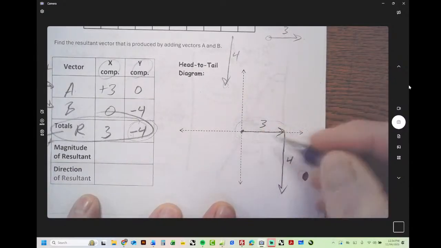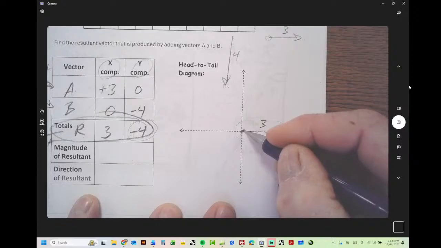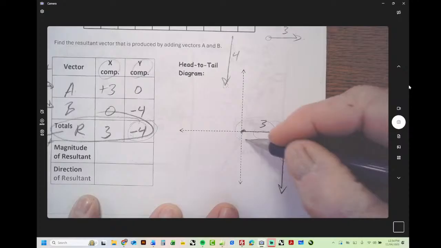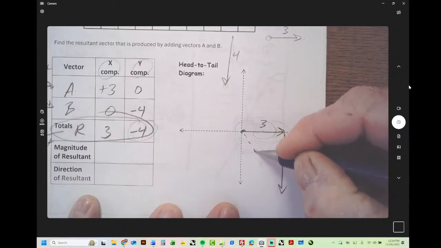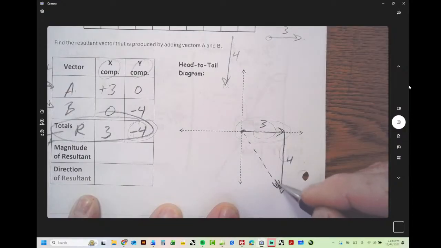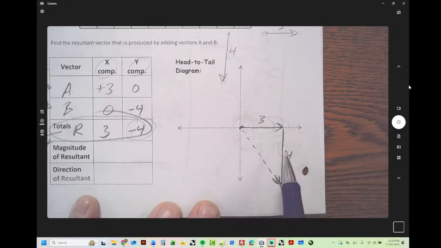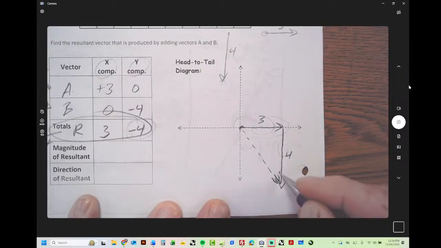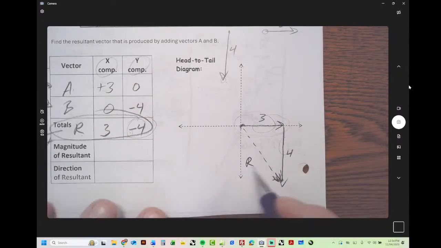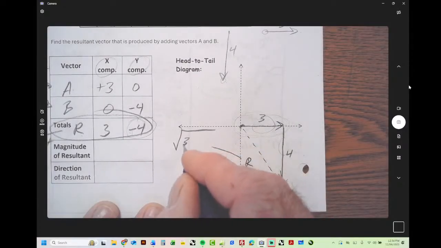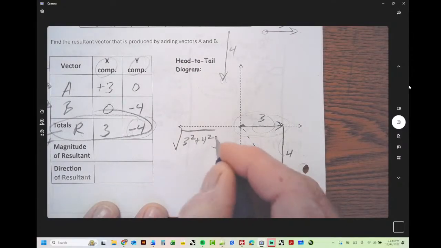And the resultant just goes from the open tail to the open head. The components connect head to tail with one another, but the resultant connects tail to tail, head to head. I like to think of it as a nice straight substitution for a couple of crooked vectors. Instead of having this crooked path, we could just have one path going from this tail to that head. So there's the resultant. And to get the magnitude of it, that's just going to be the square root of 3 squared plus 4 squared, which is 5.